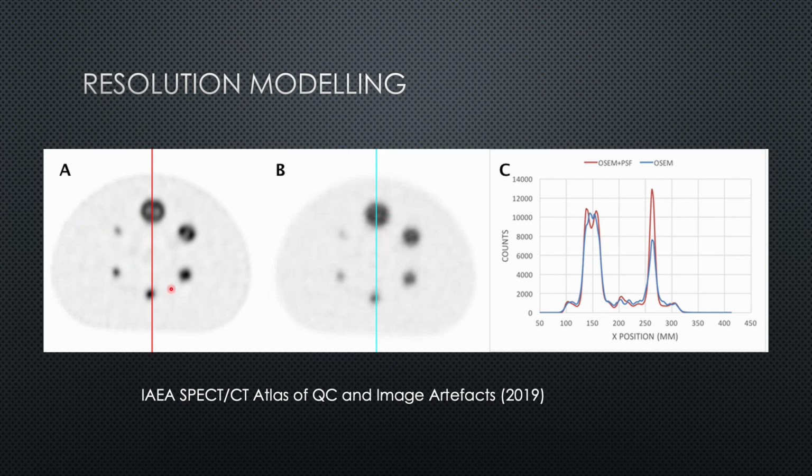You can also see for this smaller feature that it seems to be a lot clearer with resolution modeling than without. And if we look at the profiles, you can see both those things quite clearly. So you can see the high overestimation of the smaller feature, and you can also see the cold center in the larger object.